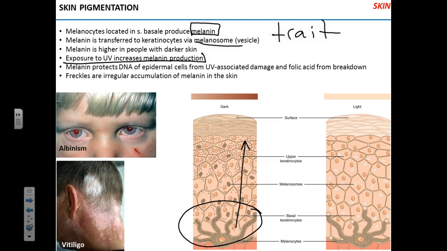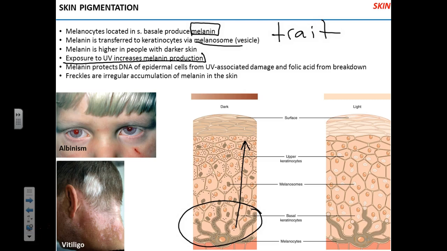And over time, people with darker skin had a better chance for survival. They were more comfortable outside. And that promoted them to be selected. They were more fit to live in a certain environment. Does that make sense? Now, freckles are melanin accumulation in the skin, just irregular. And when people with freckles are exposed to sunlight, freckles become brighter because more melanin is produced.